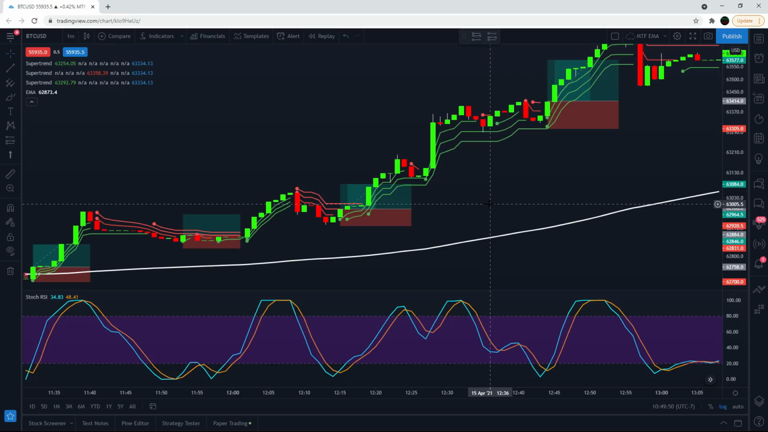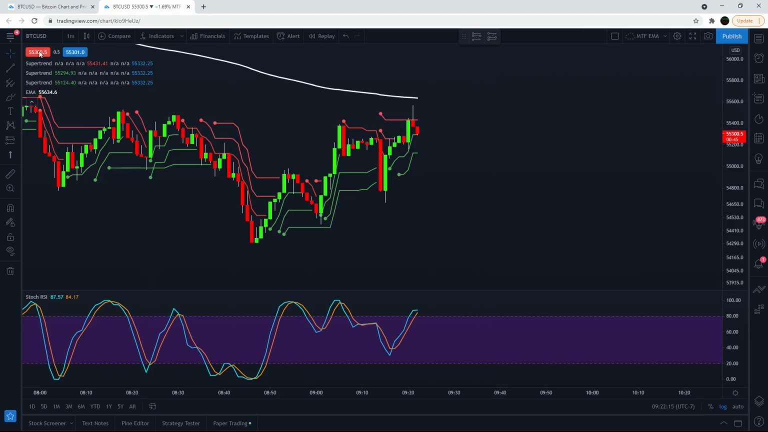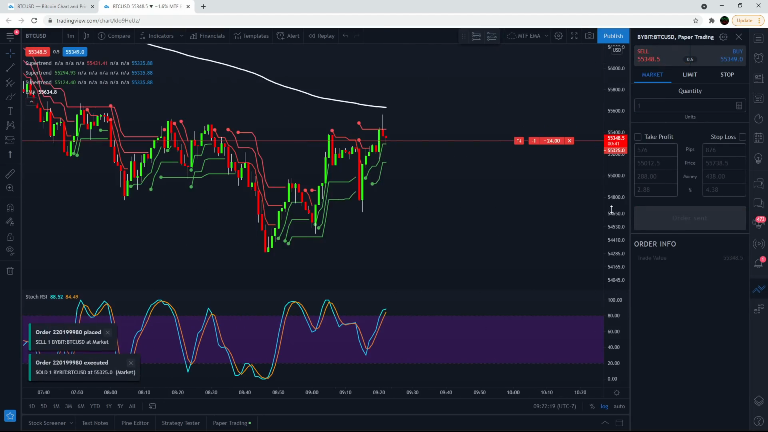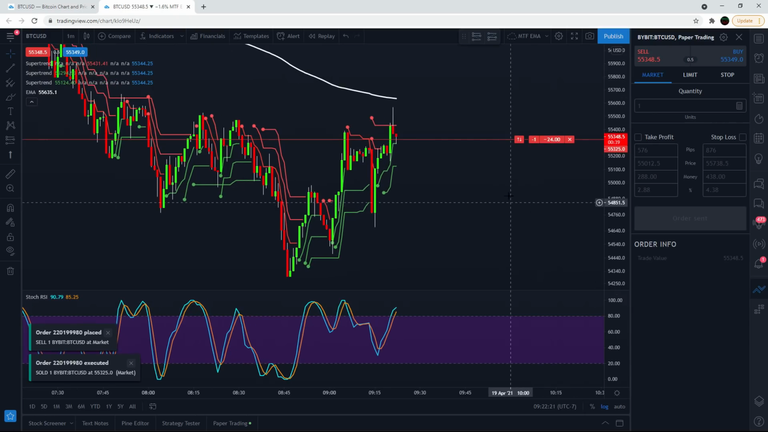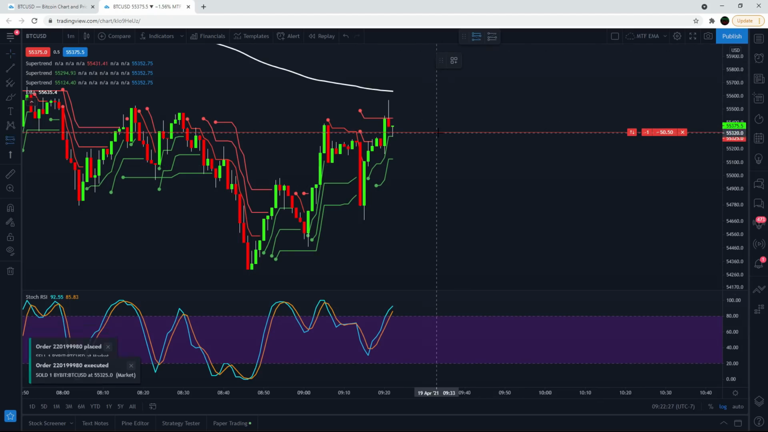Anyway, thank you guys. Let's get into the actual challenge. Okay, first entry here, you can see we got the rejecting wick, and we have the red super trend. We have price under the 200 EMA, and the stochastic RSI is in the overbought territory. So we got a valid short entry signal here.